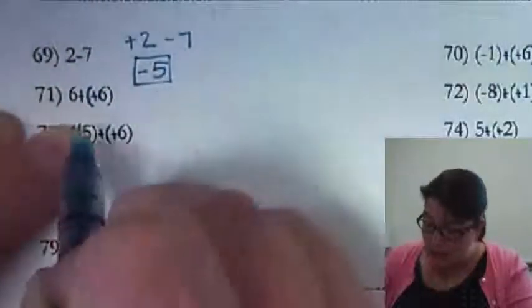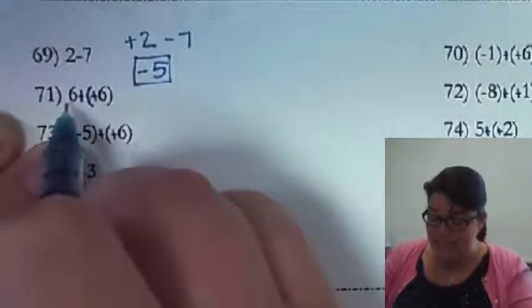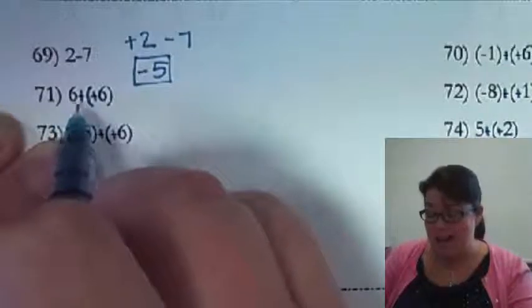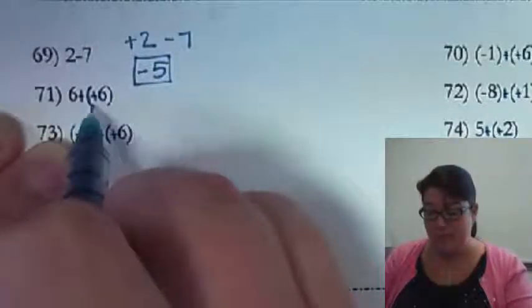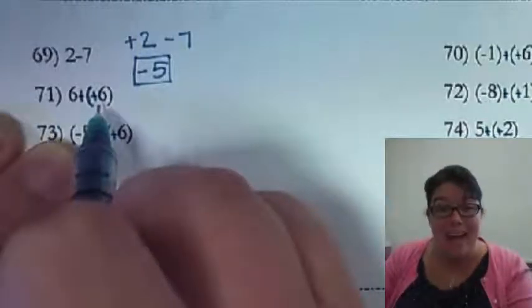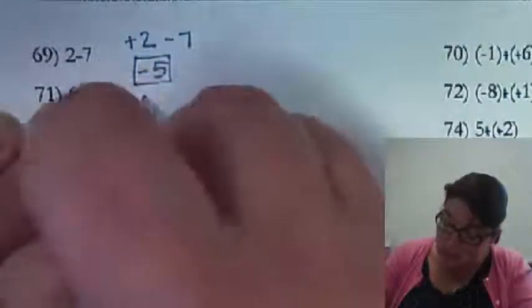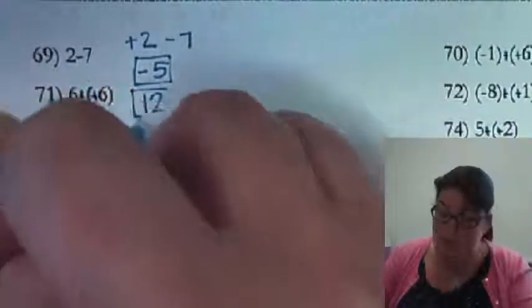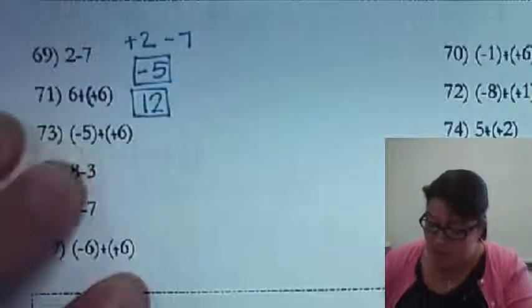Let's take a look at number 71. Here I have 6. It was 6 minus negative 6, but I changed those into positive. So now I have a positive 6 and a positive 6. Same signs, add and keep. 6 plus 6 is 12, and they will stay positive because I'm going to keep that sign.